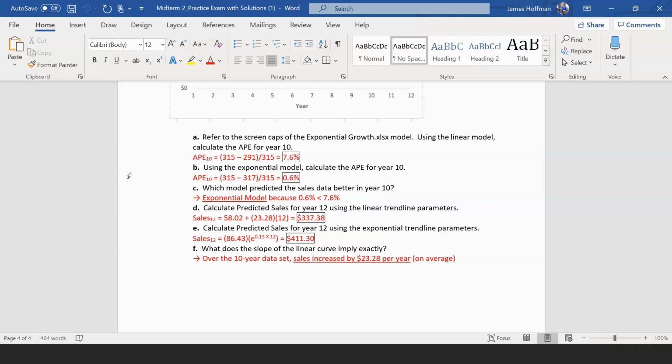So it's just asking you which model captures the data point better in year 10. And just by looking at the data points, you see that the actual was 315, the linear prediction was 291, and the exponential prediction was 317. So just knowing that 317 is a lot closer than 291.